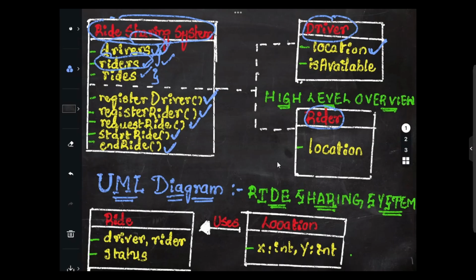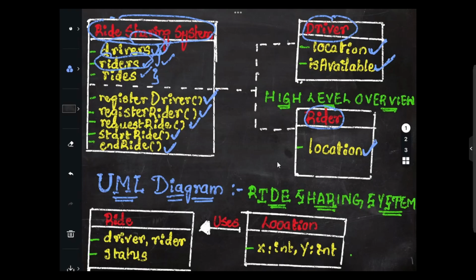So the driver should be provided with the location, and we have to make sure whether the driver is available or not, right? So these two things we have to keep in mind. For the rider, basically the rider should be able to book the location, so for the rider we should provide the location. These things we have to keep in mind.